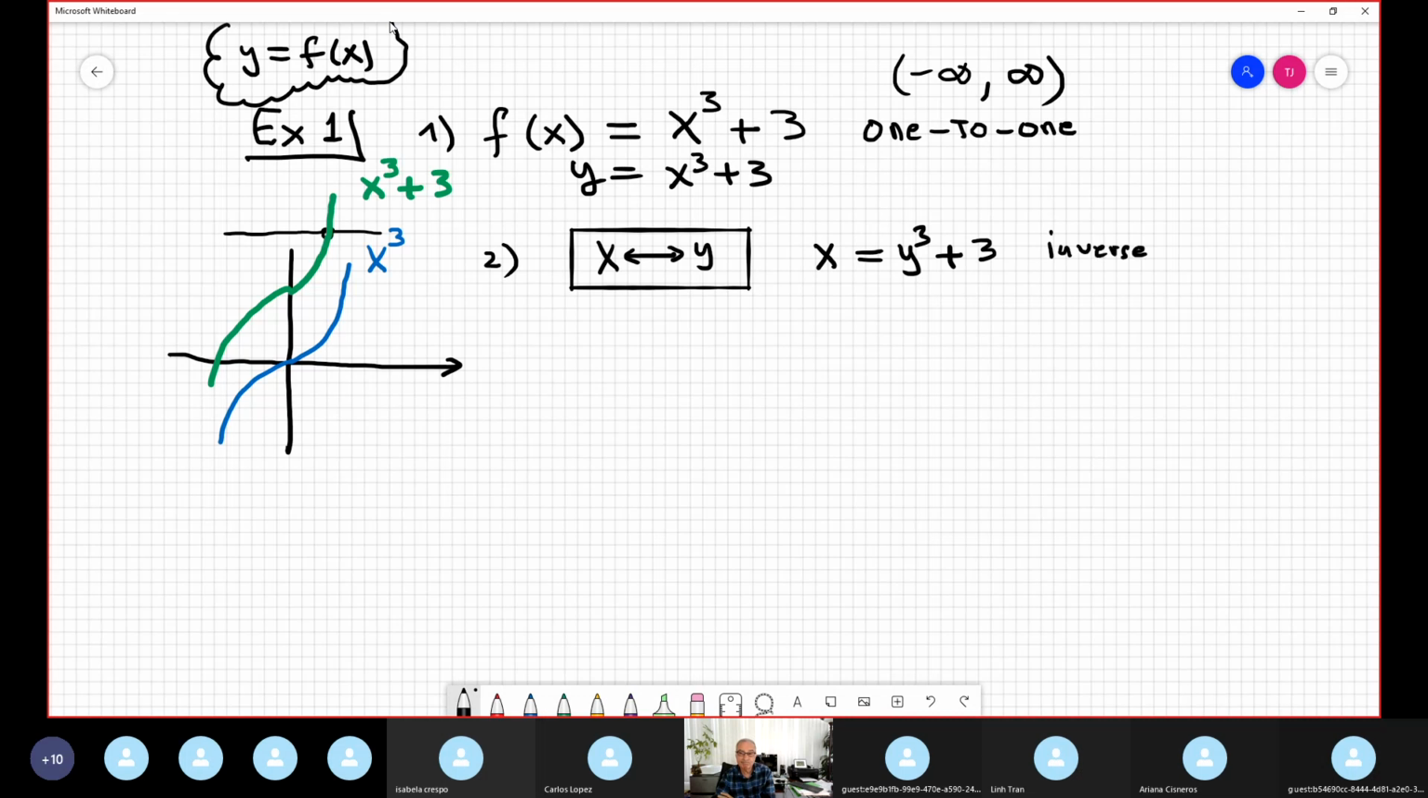Pero the inverse, unfortunately, is implicit. And implicit, well, it's not clear. Entonces I need to express it in explicit form, que es clear, right? Entonces it's super easy. In this case, you subtract 3. Apply cubic root to both sides.